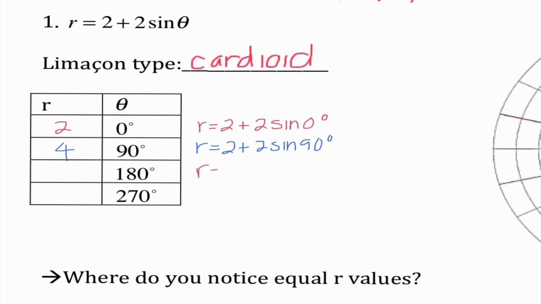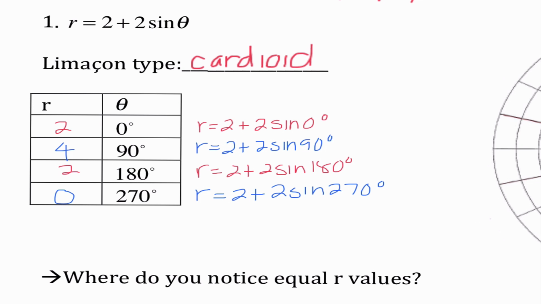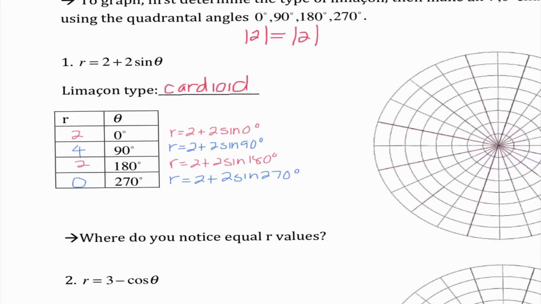Next, we're going to do r equals 2 plus 2 sine of 180. Sine of 180 is also 0, so I get 2 plus 0, which is 2. And then lastly, r equals 2 plus 2 sine 270. Sine of 270 is negative 1, so 2 times negative 1 is negative 2, plus 2 gives us 0. So what this did was give us 4 different ordered pairs that we're going to now go ahead and plot on this graph here.